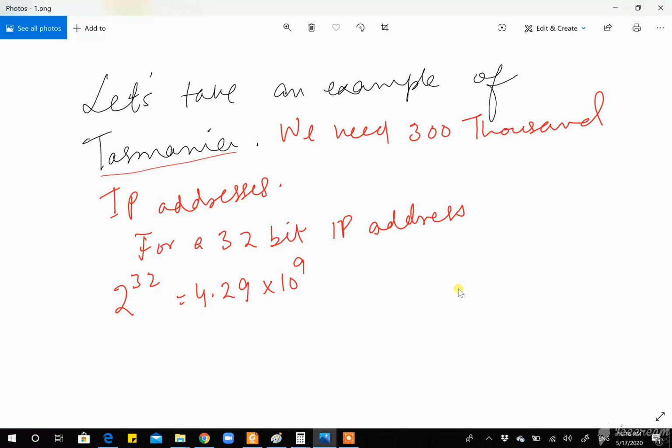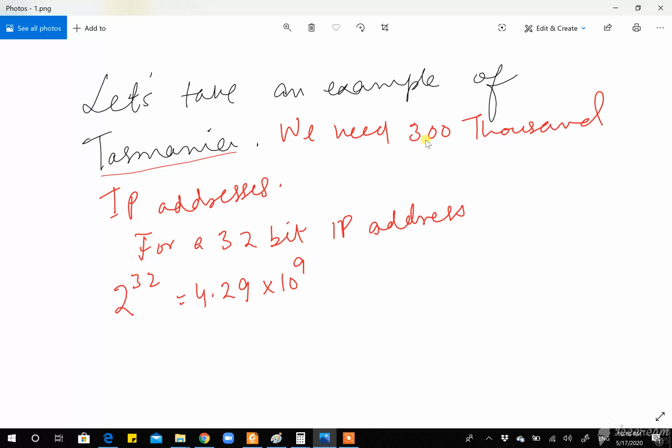Dear students, in this small tutorial I'm going to explain how you are going to assign IP addresses to any network, whether a medium or big network. Let's take an example of Tasmania.